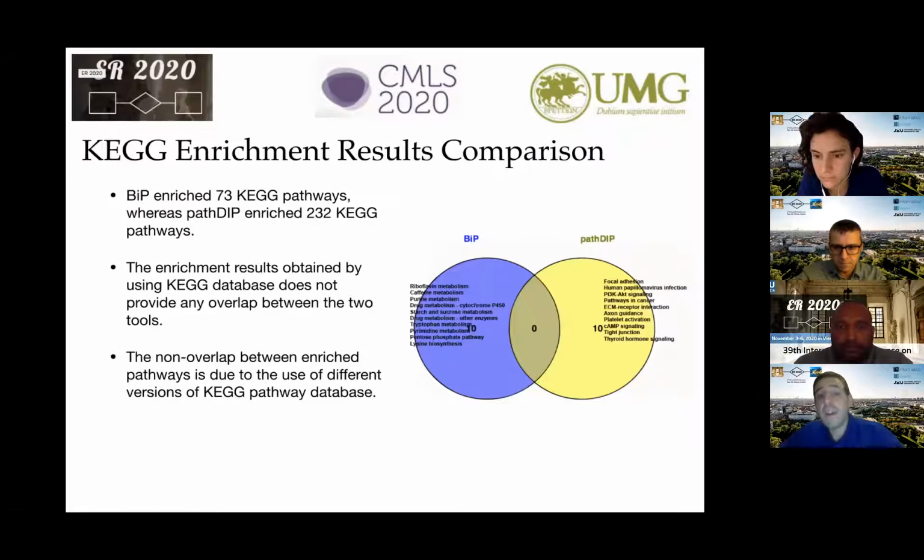Instead, in KEGG, we don't have a result because the version of the KEGG database available in BioPAX is older than the one used by BiP directly from the KEGG database, so there was no overlap at all.